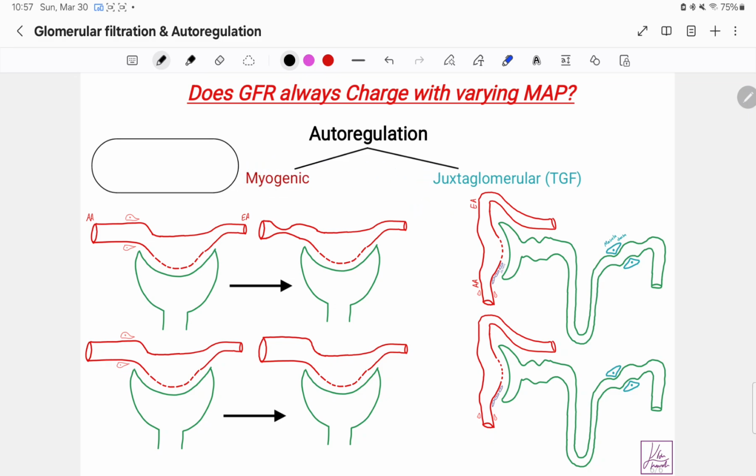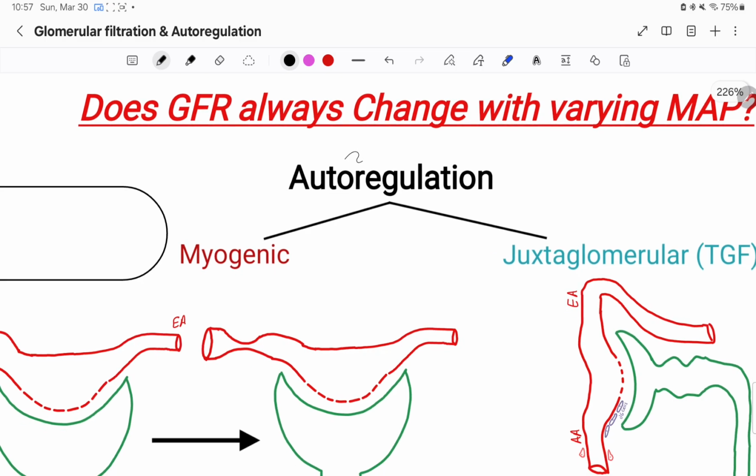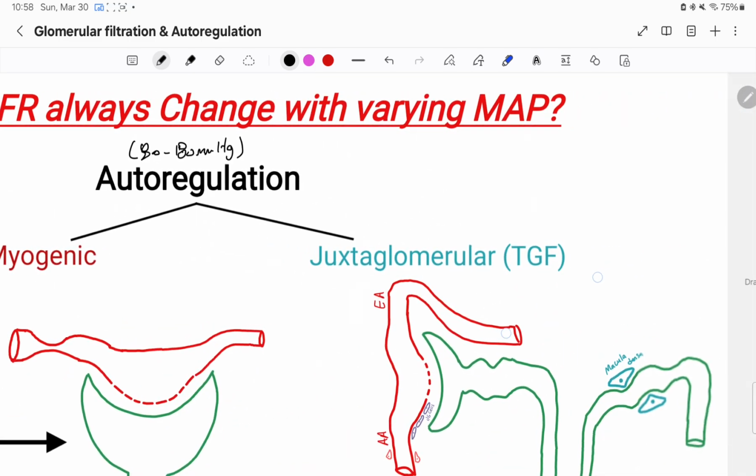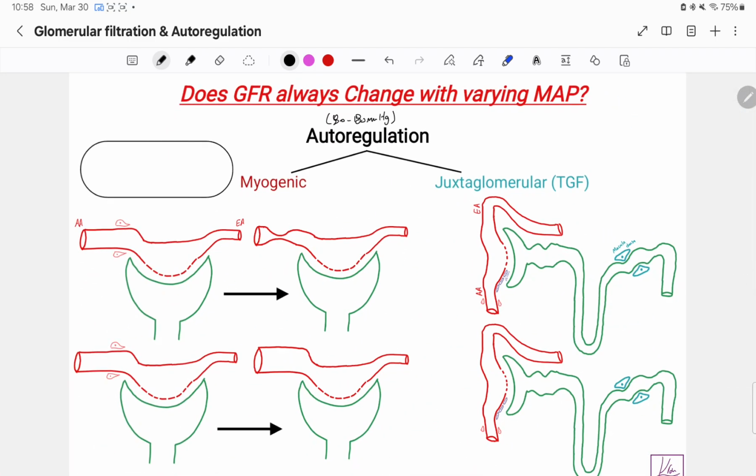One is called the myogenic mechanism. The other one is the juxtaglomerular mechanism, or sometimes called the tubuloglomerular feedback mechanism. One thing you should know is that this autoregulation works in the range of 80 to 180 millimeters of mercury. And you guys remember that your regular mean arterial pressure is 93, so this covers a large basis of fluctuation. But in pathophysiological conditions, like in disease, anything that is less than 80 or greater than 180, the kidneys cannot autoregulate anymore. So this autoregulation only works between 80 to 180 millimeters of mercury.